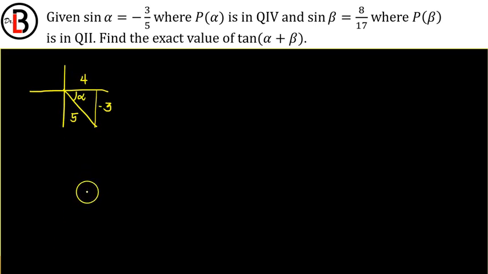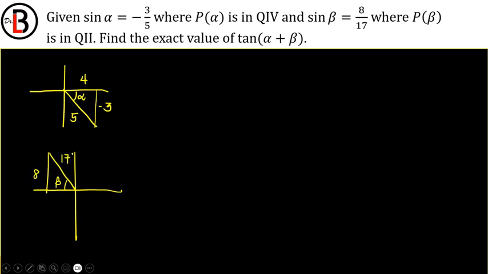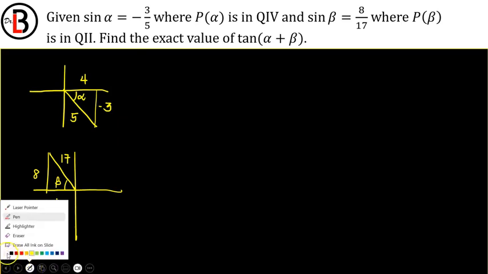And then sine of beta is 8 over 17. And it says there that beta is in quadrant number 2. So if this is your beta, sine is opposite over hypotenuse. So 8 over 17. So 17 squared minus 8 squared is 225. So this is going to be 15. But then since it goes to the left, it's negative. Let me just check. 8 squared plus 15 squared is 289. Square root of 289 is 17. That's correct. You're asked to find the exact value of tangent of alpha plus beta.